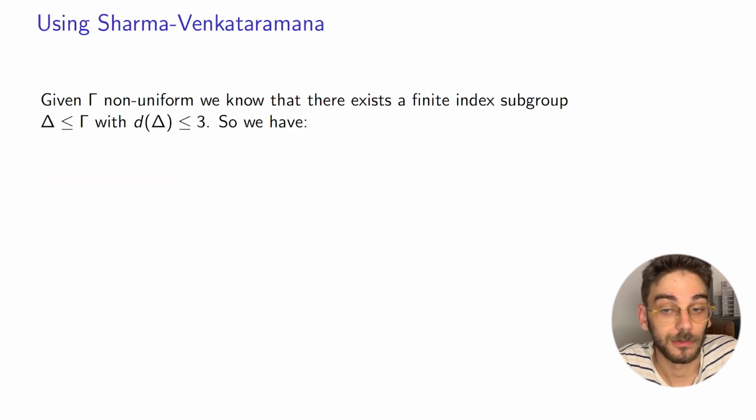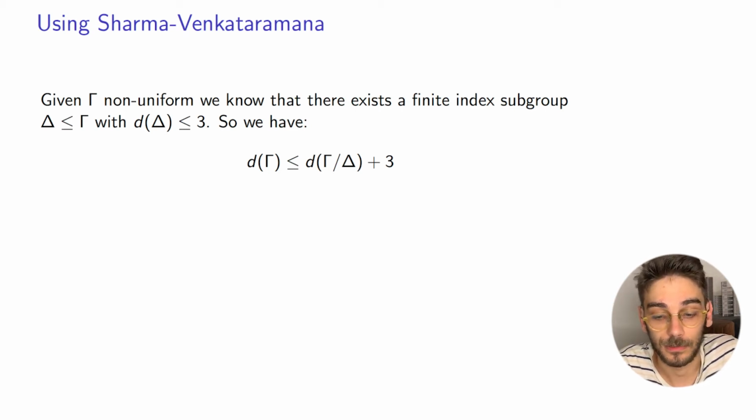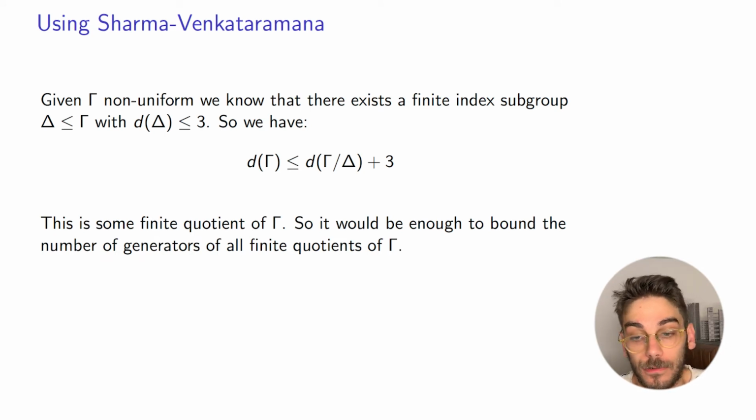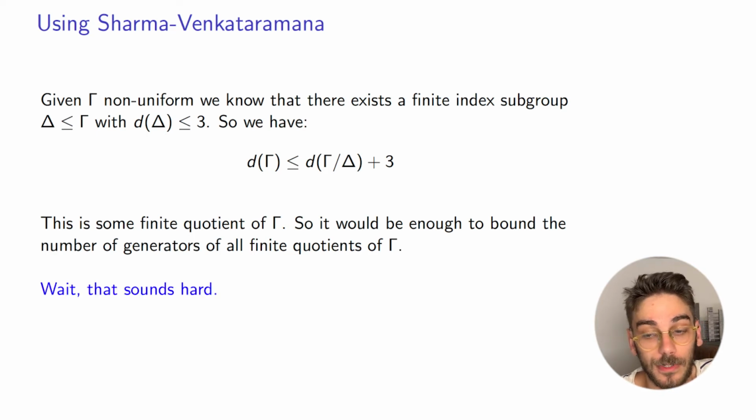So, given gamma a non-uniform lattice, we know that there exists a finite index subgroup, say delta, such that delta can be generated by at most 3 elements. So we have that the number of generators of gamma is bounded by the number of generators of gamma mod delta plus 3. This is because if you can generate the quotient and the subgroup, then you can generate the entire group. But gamma mod delta is some finite quotient of gamma, which we do not know exactly which one it is. So it would be enough to bound the number of generators of all finite quotients of gamma. But wait, that sounds pretty hard.